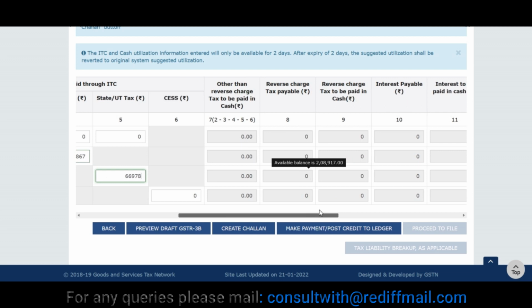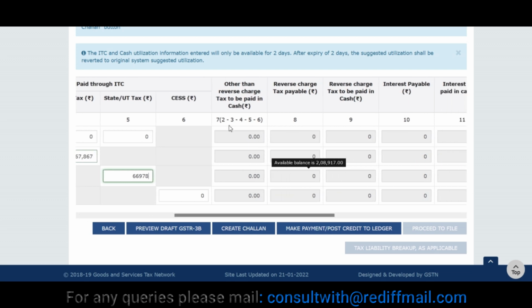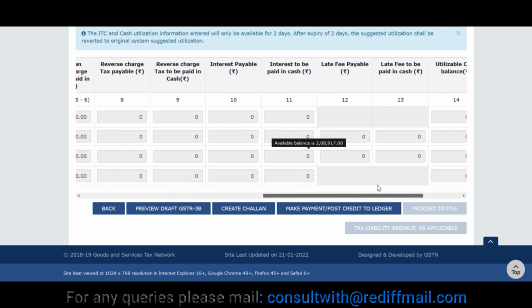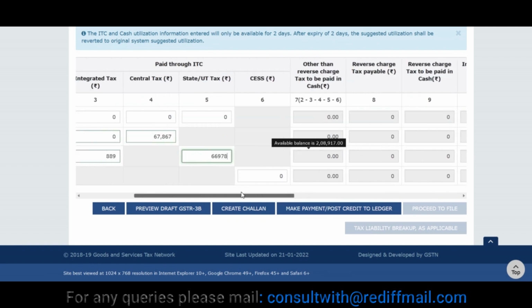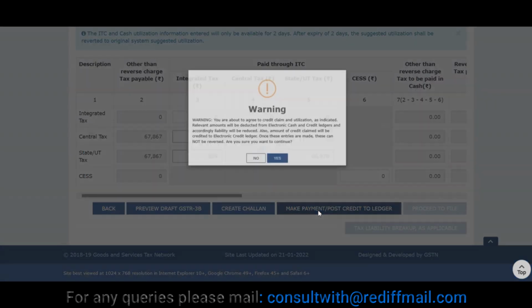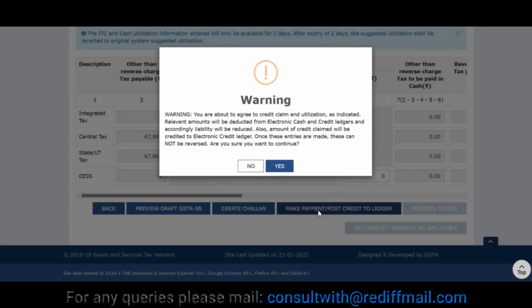Now see, here the tax to be paid in cash is 0. Okay, you can make this. Now make payment, and there is a pop-up message. You know it very well, and I am selecting no.